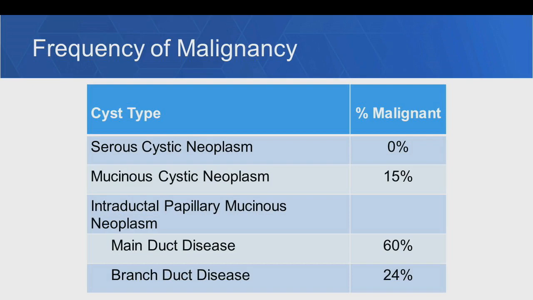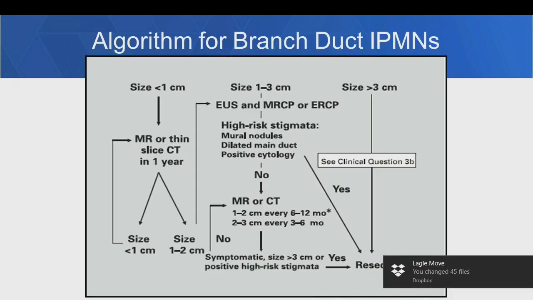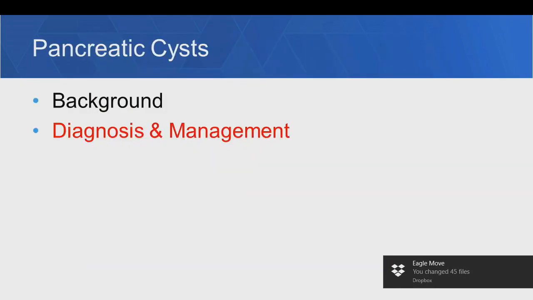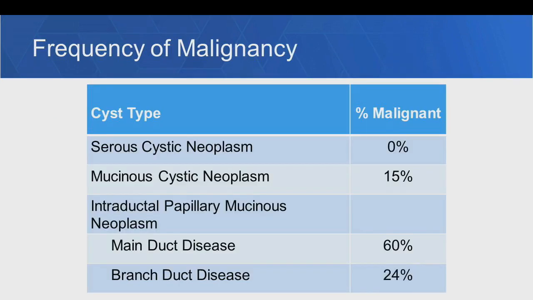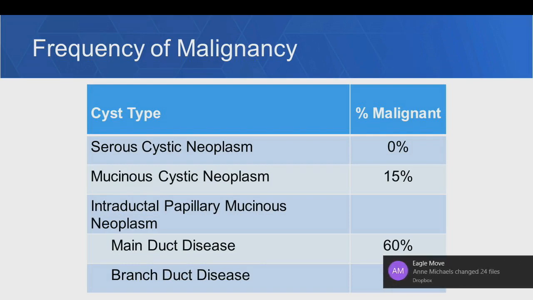Mucinous cystic neoplasms have an estimated malignancy at the time of resection of 15%. I think the key take home here for you is that main duct IPMNs, at the time of resection, have perhaps the highest level of in situ carcinoma or high-grade dysplasia. So that will inform some of the guidelines as we talk about management. And then branch duct disease is about 24%. Again, this might be a slight overestimate due to the surgical bias in reporting.